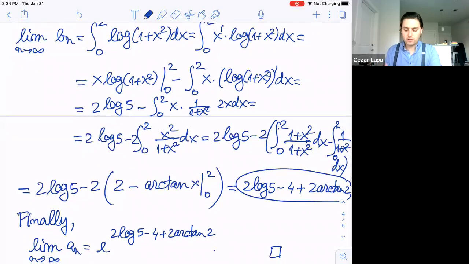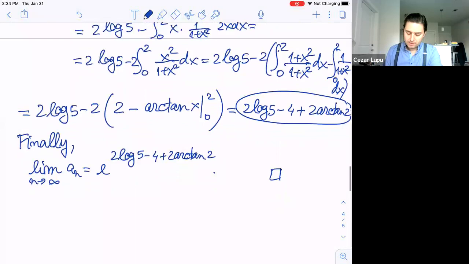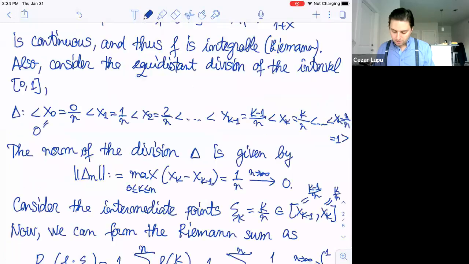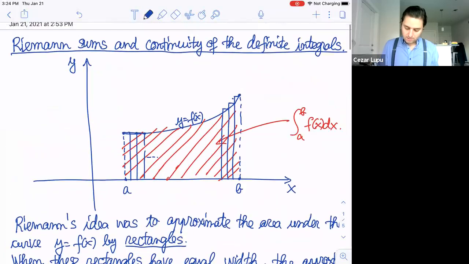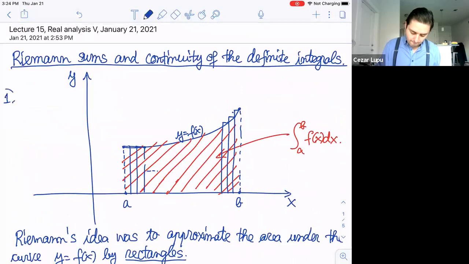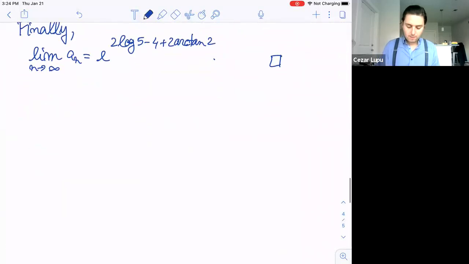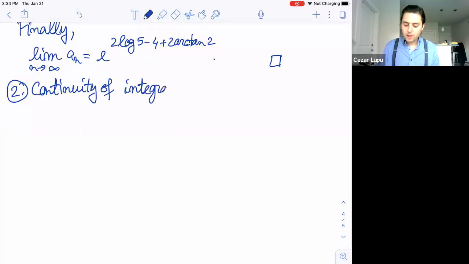So the second part of this lecture, I want to talk about the continuity of integrals. This first part was about the Riemann sums. And now for the second part, let's talk about the continuity of integrals. And you will see a bunch of techniques here. We'll see how to compute certain types of integrals, how to deal with functional equations involving integrals and so on.